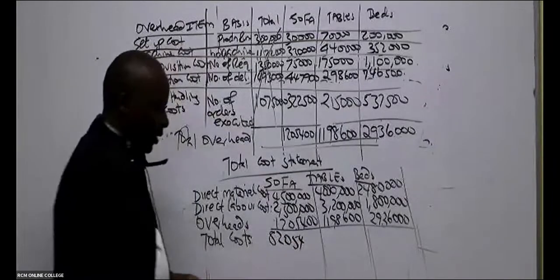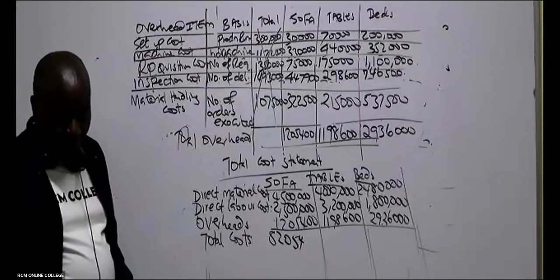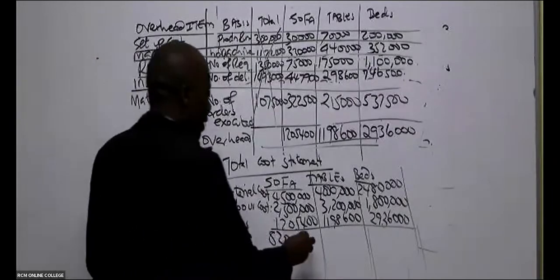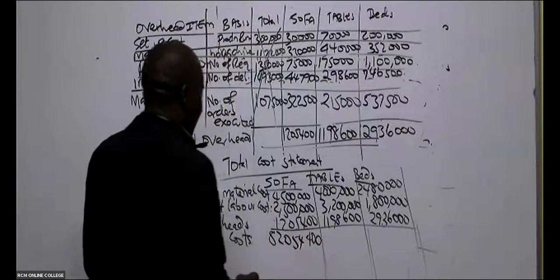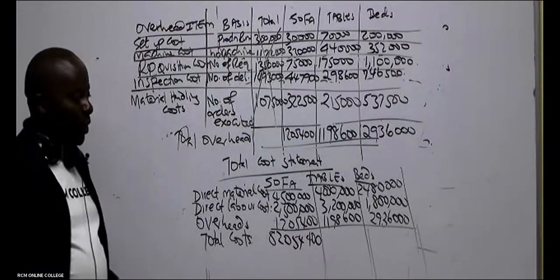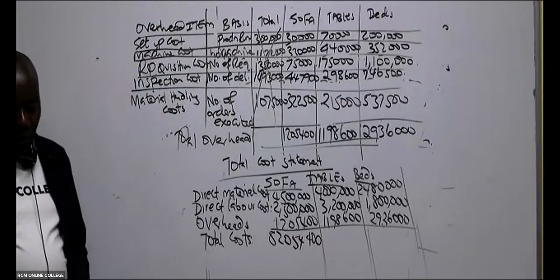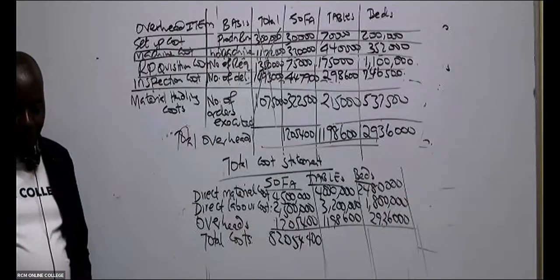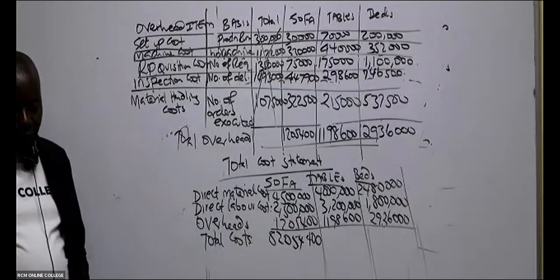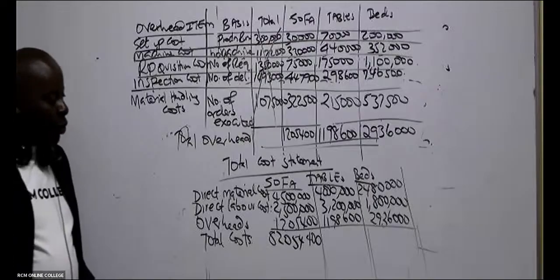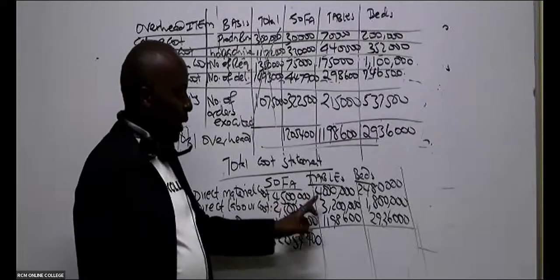82,054,400. Thank you very much. Then we have total cost for tables. For tables, what do we have? We take this plus this plus this.